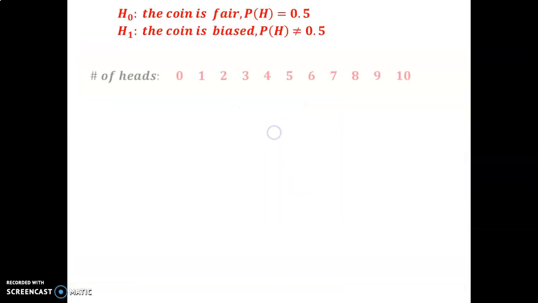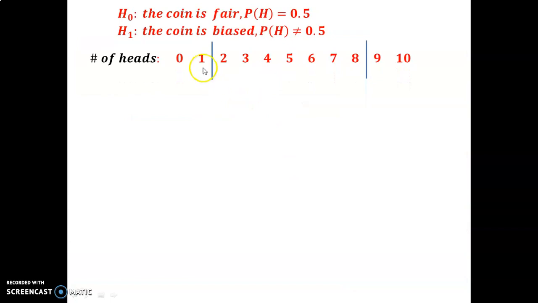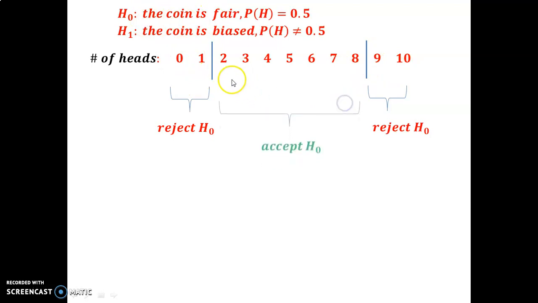Okay, so we were talking about the coin. Let's recap some things. We chose 0, 1, 9, and 10 as being where we reject that the coin is fair. We reject this null hypothesis, the coin is fair. We will reject it if that happens or that happens. And over here, we will accept the null hypothesis. We will accept that the coin is fair.